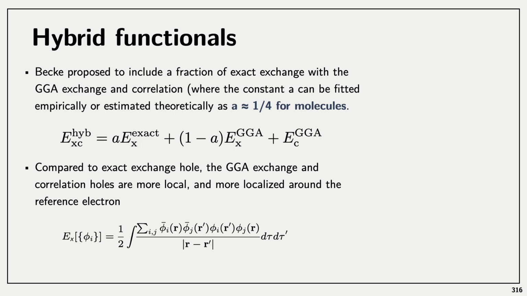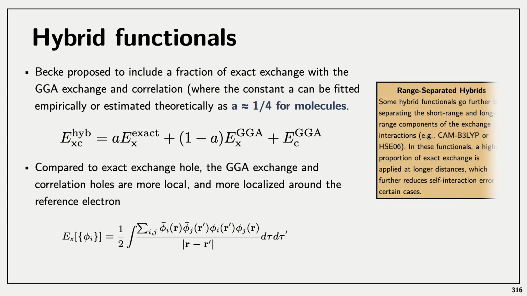There are different types of ways. So this is the simplest way to add some exact exchange to the exchange correlation functional. There also exists some class of hybrid functionals where you have a range separation.